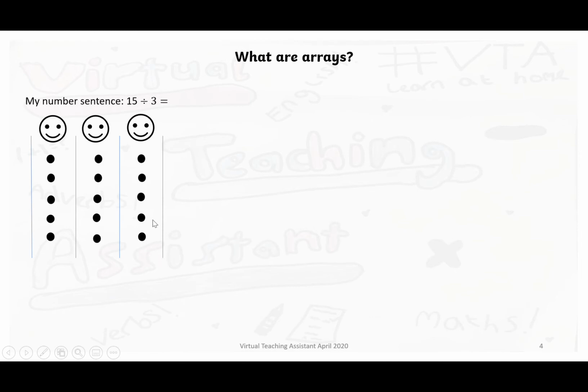Now, how many does each of my friends have? Okay, we're going to call this one probably Bob, Jeff, and Fred. Okay, how many does each friend have? So 1, 2, 3, 4, 5.